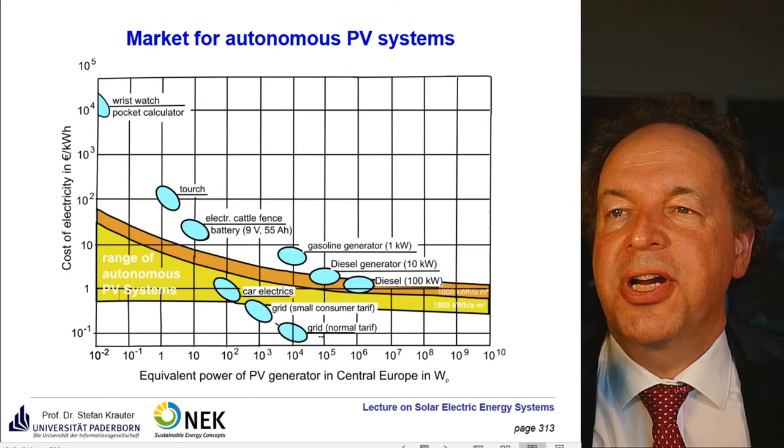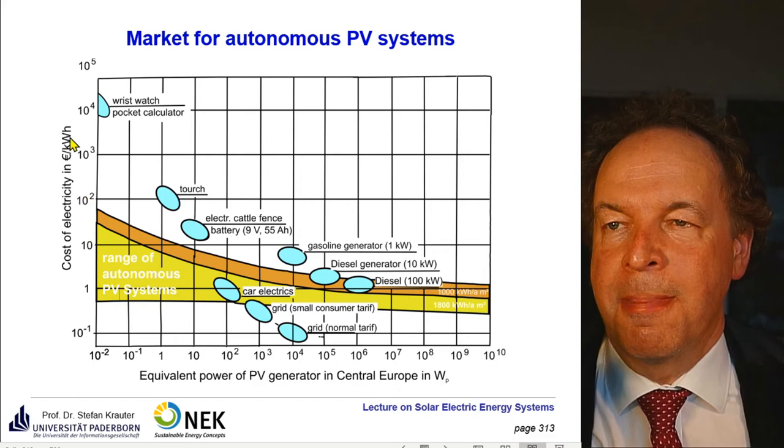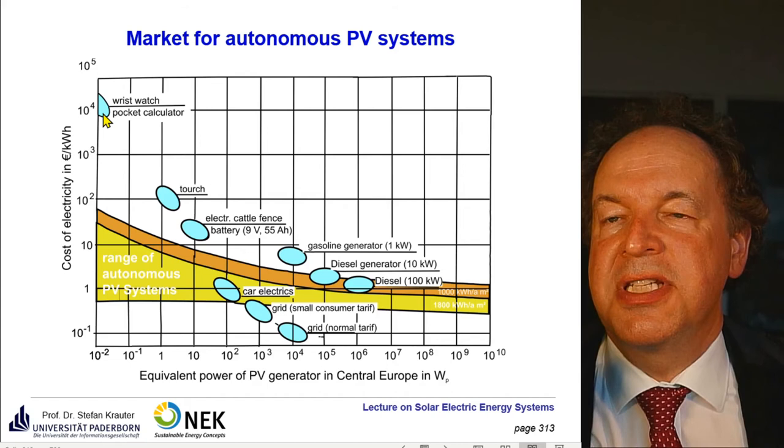These are typical markets for autonomous systems. If we start on the left side, here we see the cost of electricity in euro per kilowatt hour. And here on the top, we see a very high cost. These are battery costs from pocket calculators, wristwatches, and so on. These batteries are not expensive, but the amount of energy inside them is very small. So therefore, 1 kilowatt hour costs about 10,000 euro.